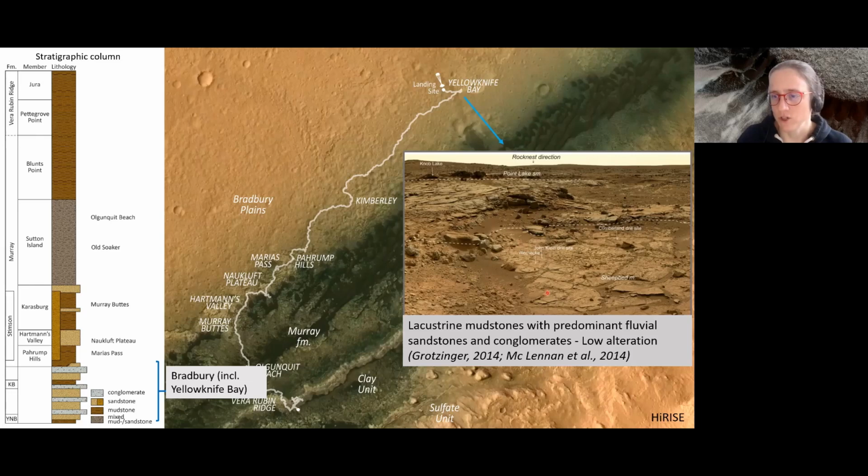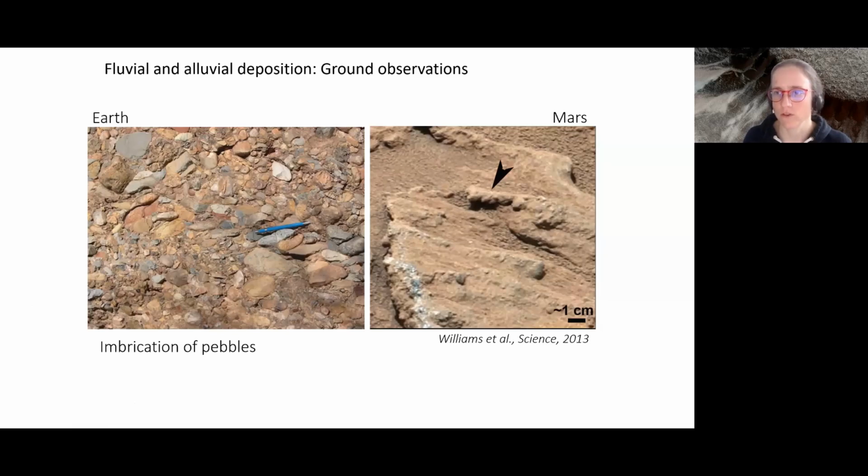And so this is an image of those units here, and what I'm going to show you next is the conglomerate units. So this is an image of a conglomerate on Earth where the pebbles are imbricated because of the flow direction, and you see the same in the conglomerates we see on Mars, that they're lined up in the direction of the water flow.